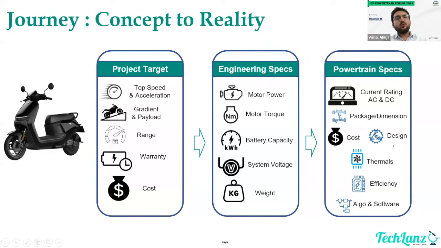Then you design what kind of motor I should use. Should I use an axial flux motor? Should I use a permanent magnet motor, induction motor? We'll talk about all those things. Then what will my thermals look like, how is my heat generation happening, what's my kilowatt, can I go for liquid cooling, can I go for air cooling?